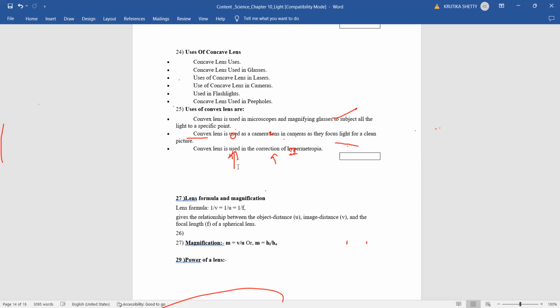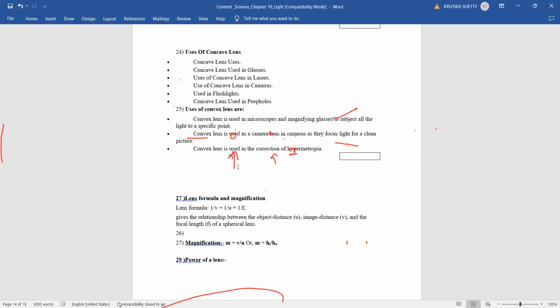Which characteristic is not seen in the image formed by a plane mirror? That is diminished. In a plane mirror, as you appear, the same image is formed. The object and image both have the same size. It will not be diminished.